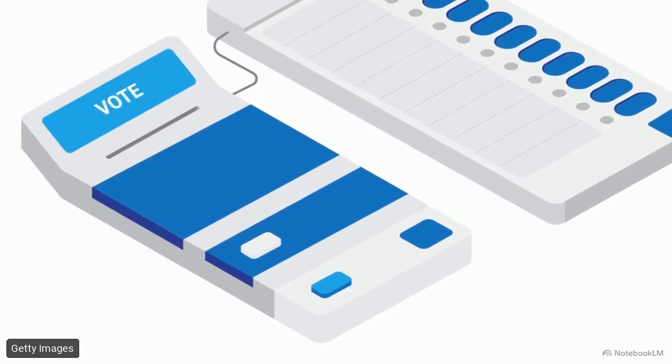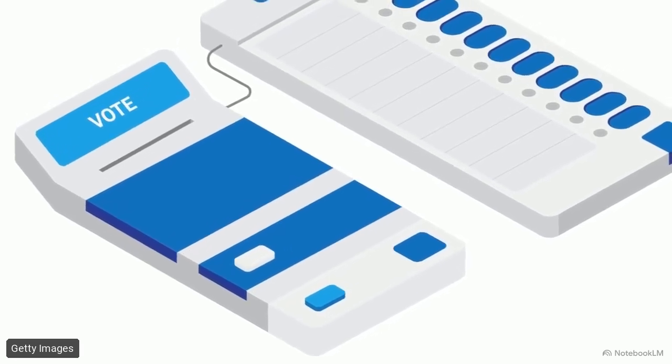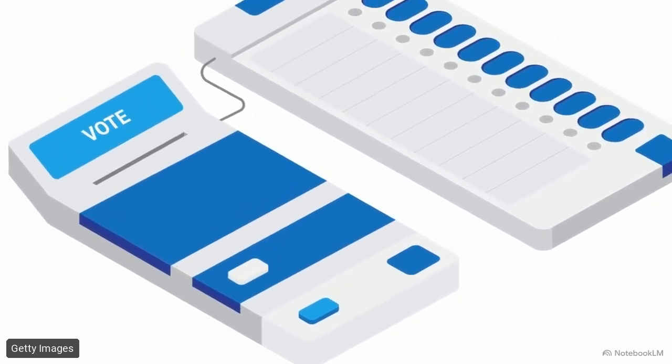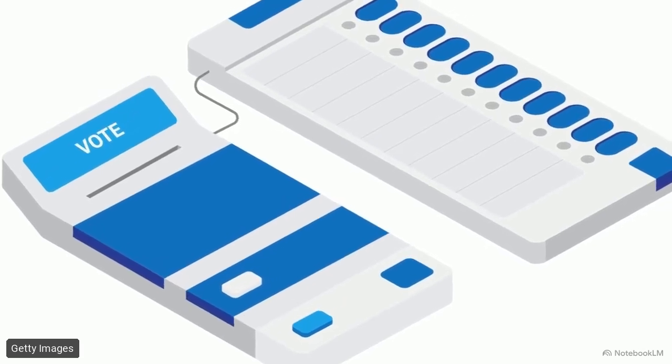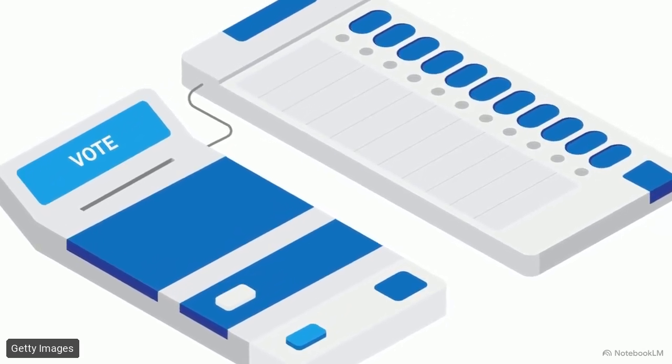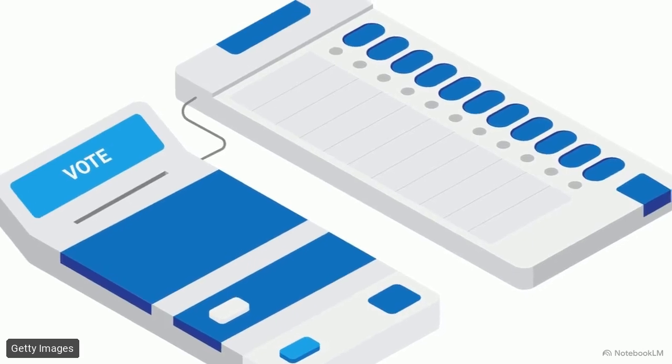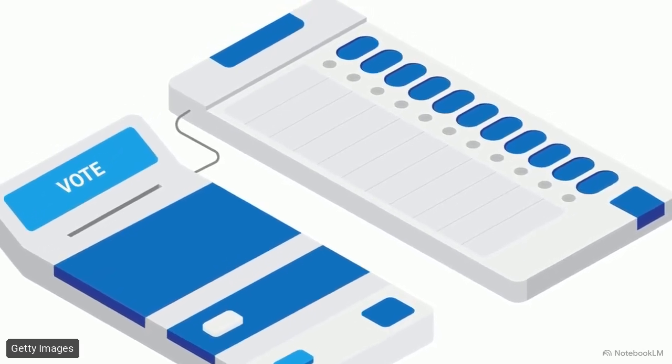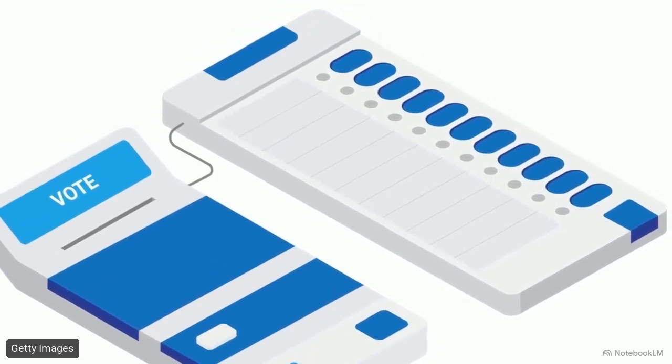This graphic represents the final stage. Once polling ends, all electronic voting machines, or EVMs, are sealed and secured. On a fixed, pre-assigned date, the votes are counted under strict supervision, and the candidate with the most votes in each constituency is declared the winner.